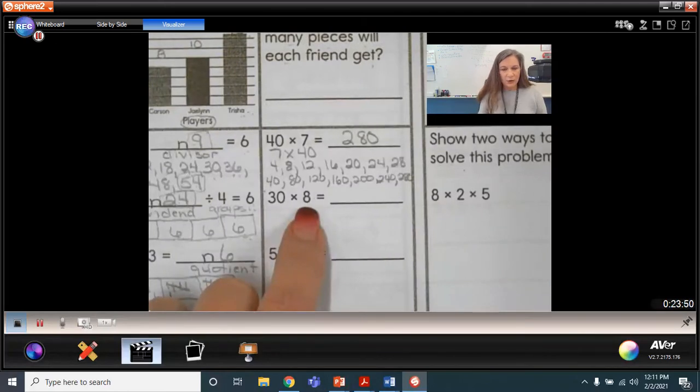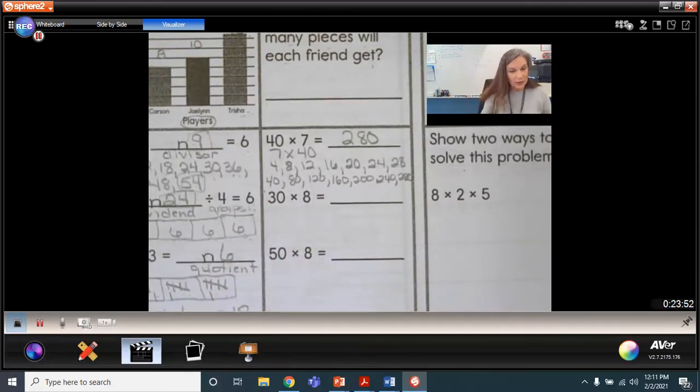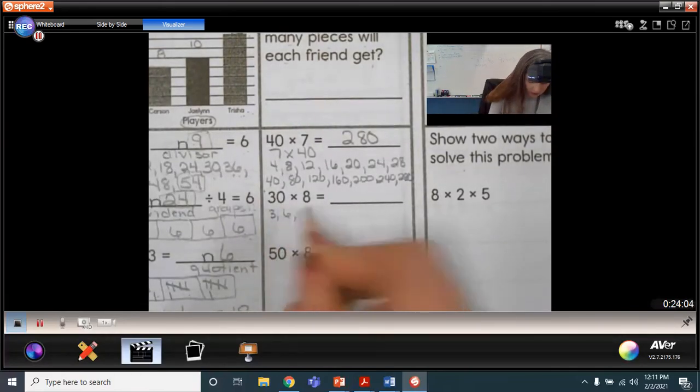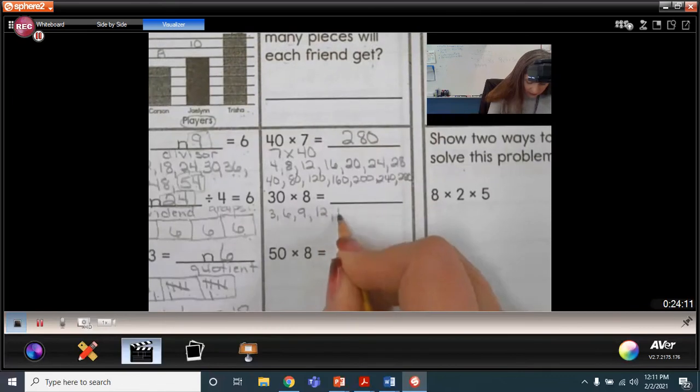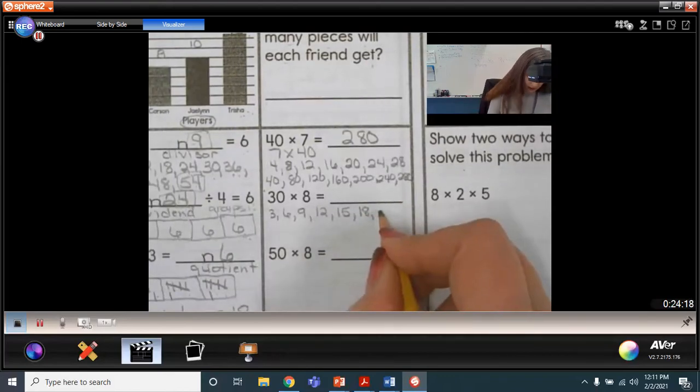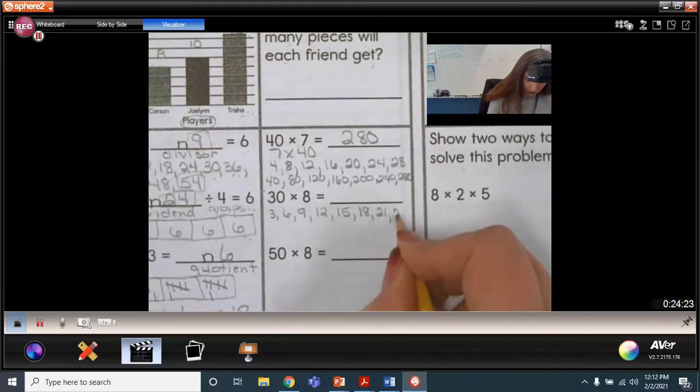Now we could look at 8 groups of 30. So again, if I know my 3s, I could use that understanding to help me with patterns of 30s. So let's give it a try. Well, 3 times 1 is 3. 2 groups would be 6. 3 times 3 would be 9. 3 times 4 would be 12. 3 times 5 would be 15. 3 times 6 would be 18. 3 times 7 would be 21. And 3 times 8 would be 24.